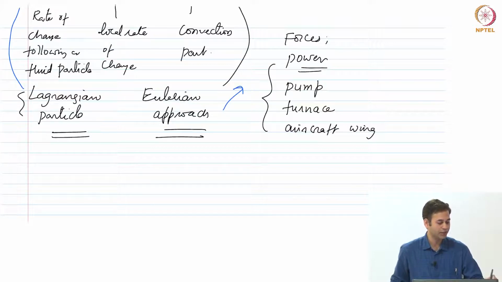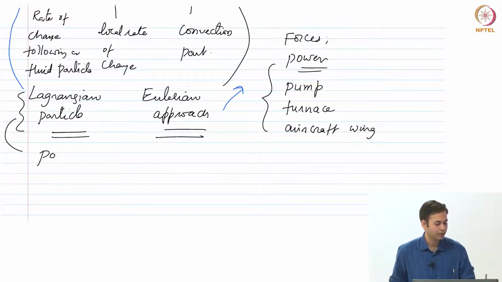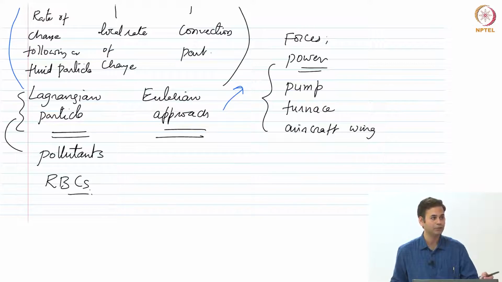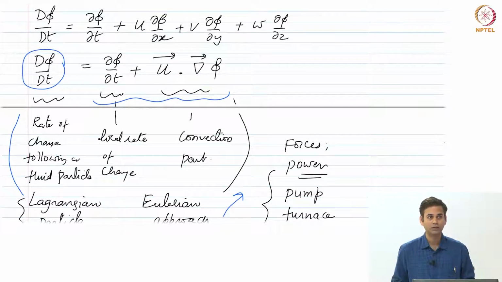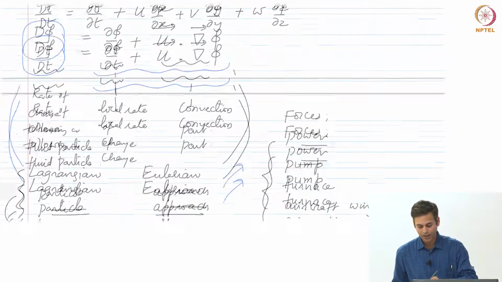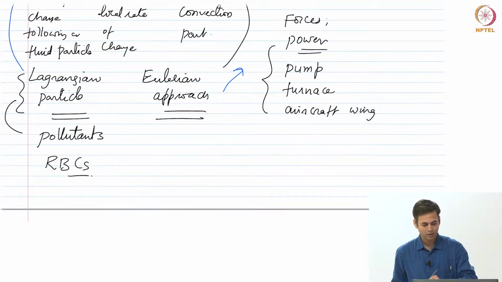And of course, the Lagrangian approach is also useful in certain calculations. For example, if you want to track the pollutants that are coming out of some plant, or if you want to track, let's say, red blood cells in your body. For all these things, you would use a Lagrangian approach, which would be much more convenient and straightforward. Okay. All right. Questions still here? You probably are already aware of all these things. Okay. Let's move on.